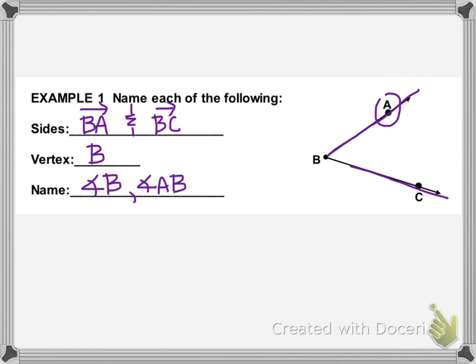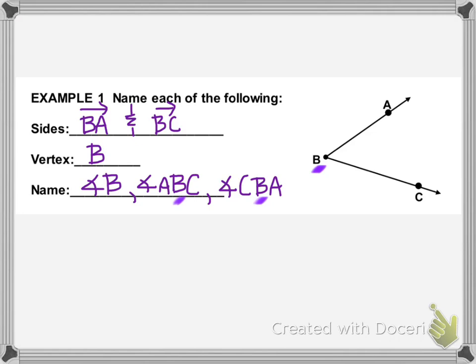Here, I'm going to rewrite this. So angle ABC, or I could switch the C and the A as long as the B is still in the middle and call it angle CBA. So just keep in mind, if you name it with 3 letters, the middle letter has to be that vertex. All 3 ways are acceptable. Keep in mind though, if you have more than one angle with the same vertex, you must use 3 letters to be more specific.